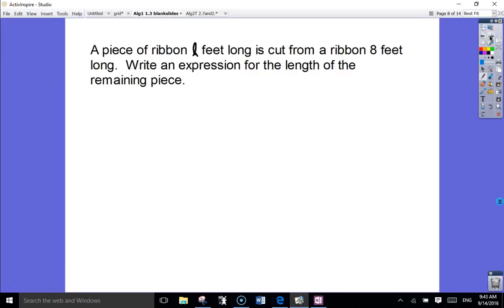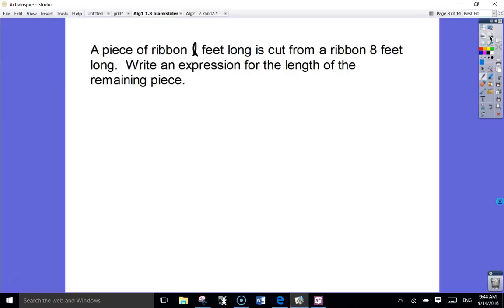Okay, a piece of ribbon L feet long is cut from a ribbon 8 feet long. Write an expression for the length of the remaining piece. If you start with 8 feet and you cut a piece which is L feet, then what's left? Write an expression that represents how much is left if you've taken away L feet. 8 minus L, right? 8 take away L.